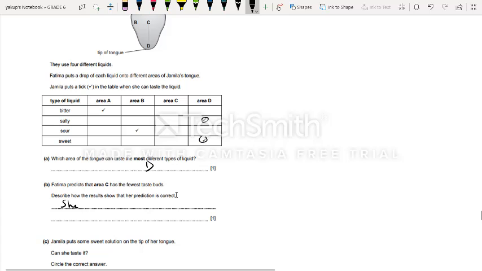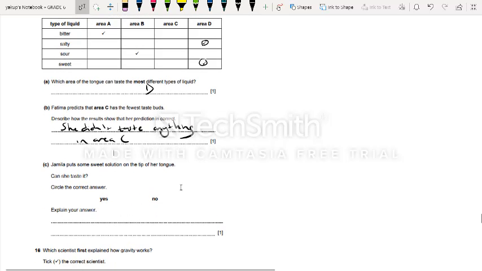Fatima predicts that area C has the fewest taste buds. Describe how the results show that her prediction is correct. Because she didn't taste anything in area C. That's the answer, guys. Jamila puts some sweet solution on the tip of her tongue. Can she taste it? Circle the correct answer.